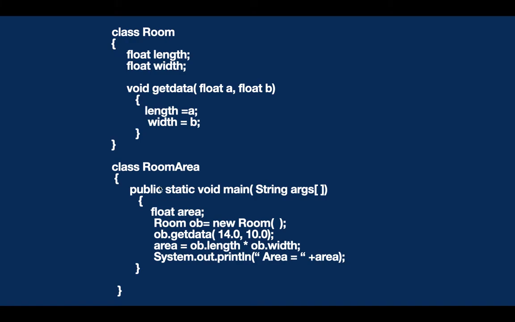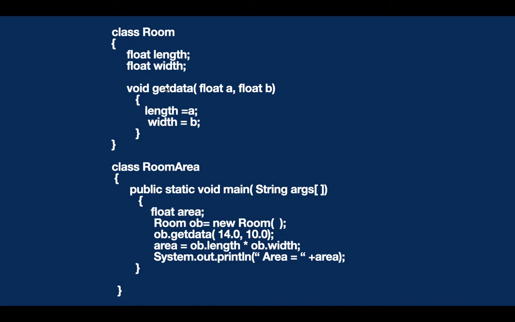So let's begin. Now, as you can see, this is a standard Java program where we have two classes, basically room and room area. As you know, you can have any number of classes in your single Java program. What I have done here is make a class with the name room. Inside the body of this class, I have two variables called length and width of float data type. And at the same time I have a method called get data.